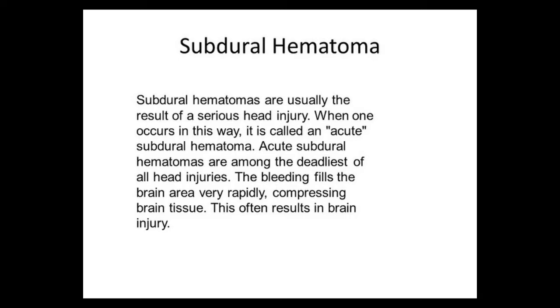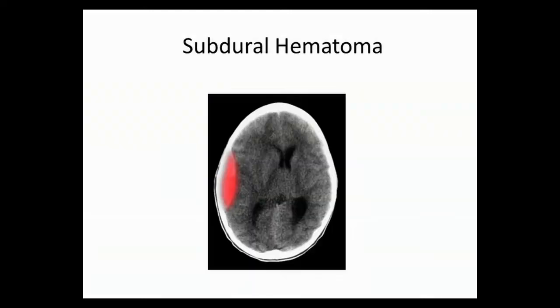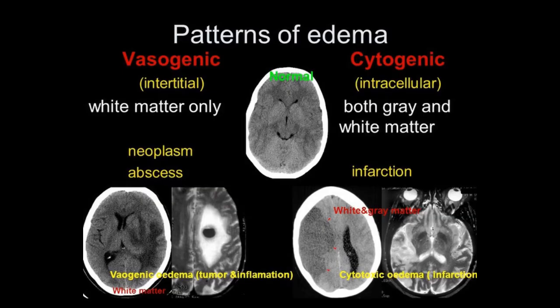Subdural hematomas are usually the result of a serious head injury. When one occurs in this way, it is called an acute subdural hematoma. Acute subdural hematomas are among the deadliest of all head injuries. The bleeding fills the brain area very rapidly, compressing the brain tissue. This often results in brain injury.